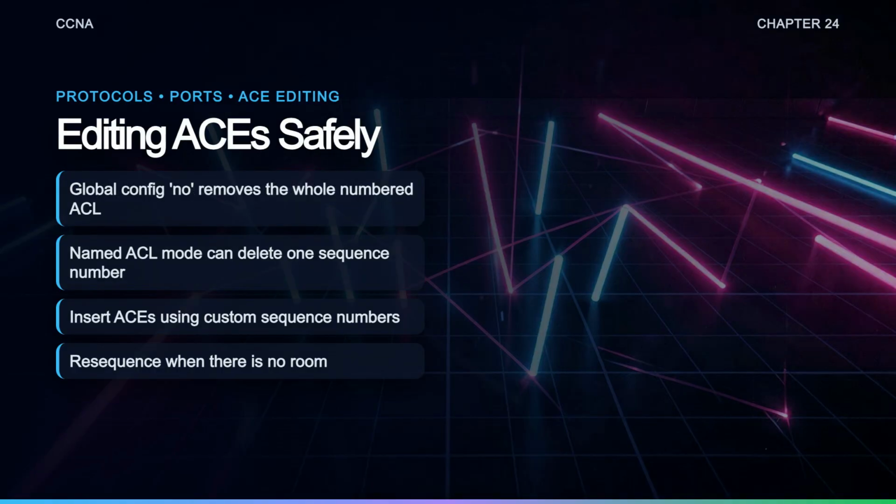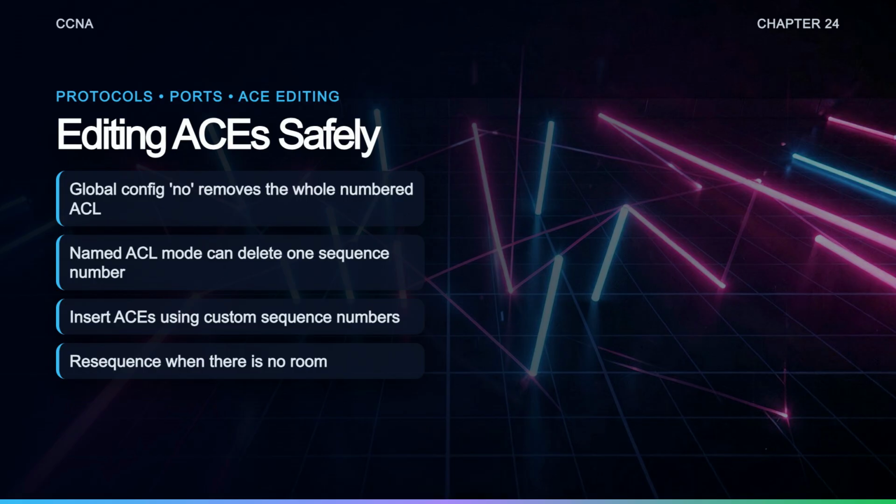What happens when you need to change an ACL after it's been applied? The order of ACEs matters. So sometimes you need to delete one or insert a new entry between existing ones. Here's the gotcha. If you try to delete an ACE from a numbered ACL using global config mode with no, the entire ACL disappears. You can't selectively remove ACEs that way. Only delete the whole thing. Named ACL config mode fixes this problem, and it works for both named and numbered extended ACLs.